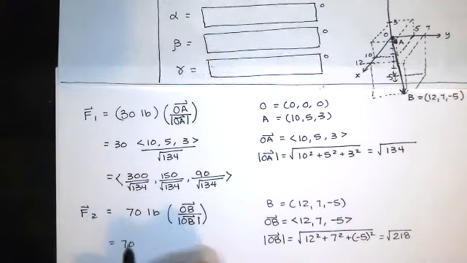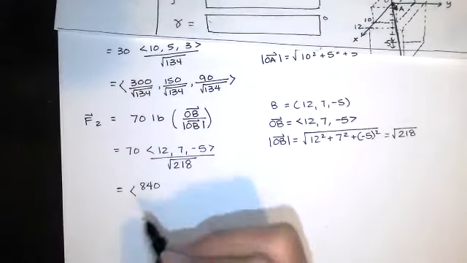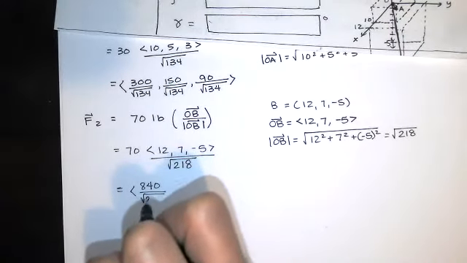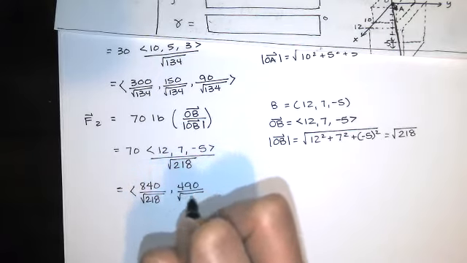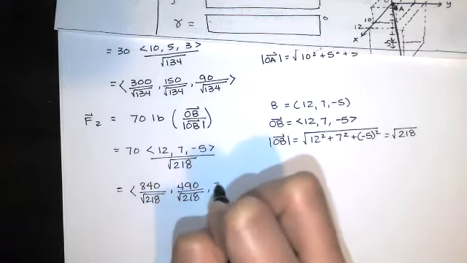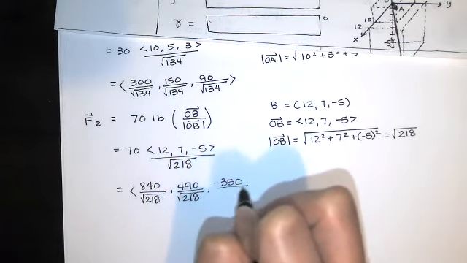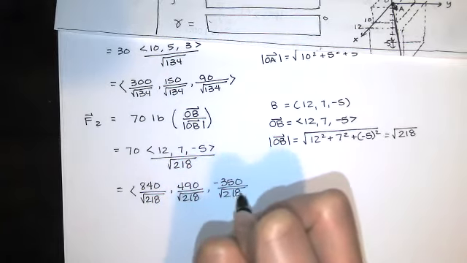So I'll have 70 times this vector, all divided by the square root of 218. And that is 840 divided by the square root of 218, and 490 divided by the square root of 218, and negative 350 divided by the square root of 218.